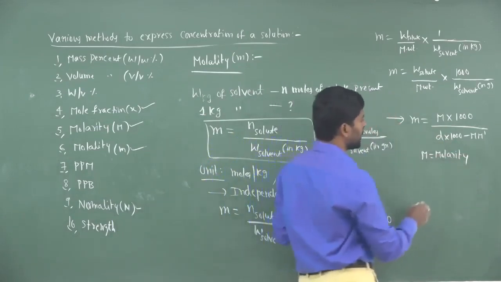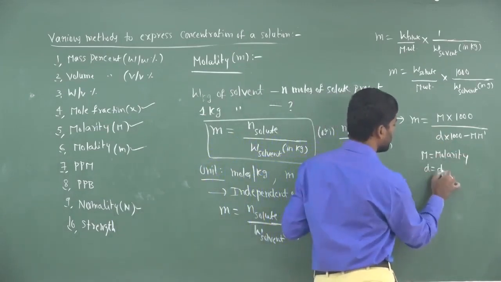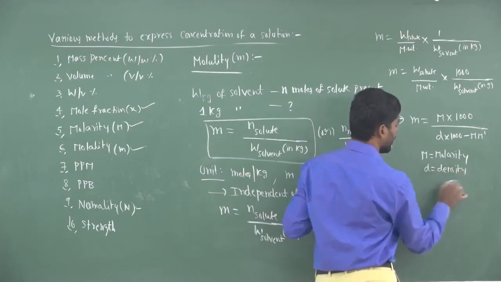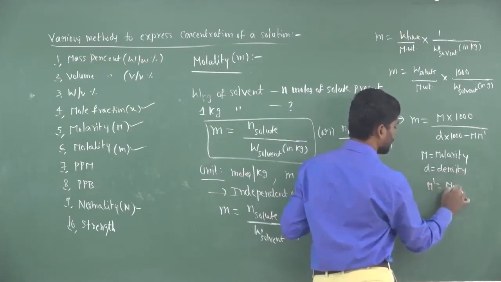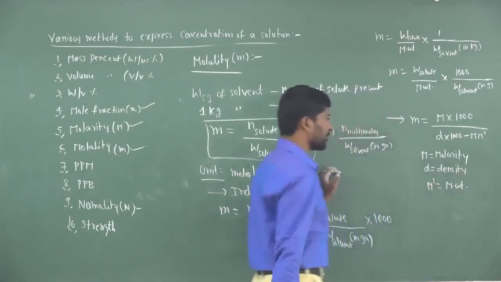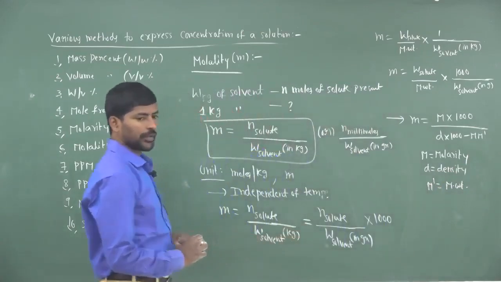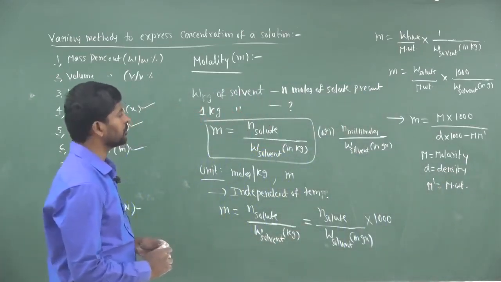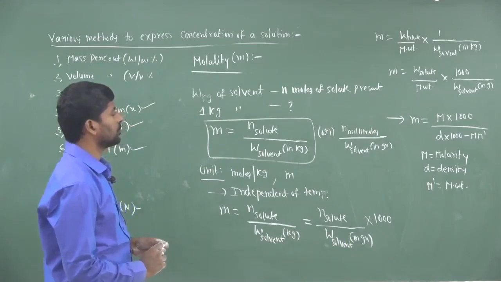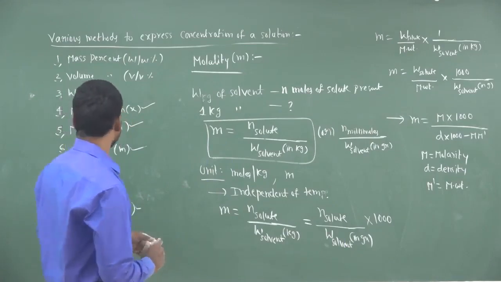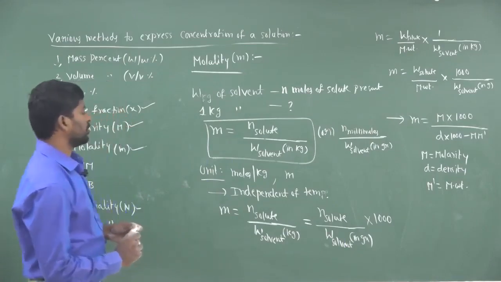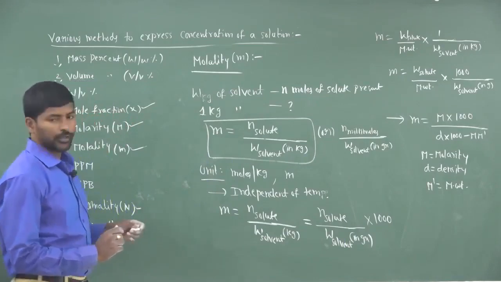Capital M is molarity, d is density, and M dash is molecular weight. Molecular weight in grams. So this is about molality and molarity.